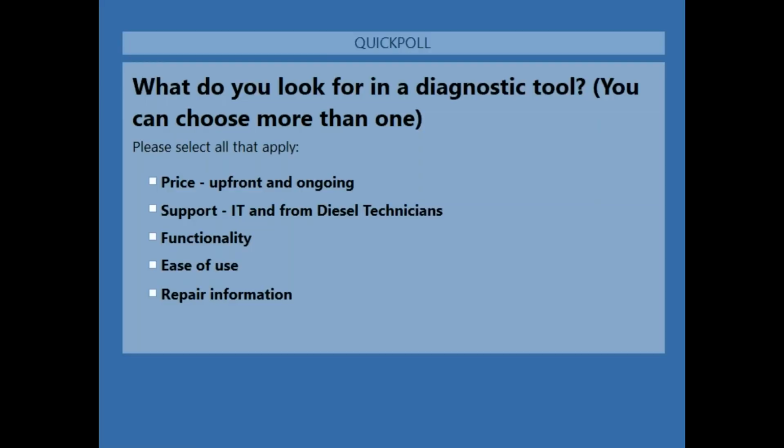So first and foremost, let's do a quick little survey. We're going to pop a survey up on the screen here, and we're basically going to ask you to pick as many of these as you want. What do you look for in a diagnostic tool? Is it price? Is it support? Is it functionality? Is it ease of use? Is it repair information? What's most important to you on what you would like to do here and what you would like to see? So the poll's open. We'll start having some people answer some of the poll questions here. So hopefully your poll questions are coming in, I'm assuming, production crew, right? So we're good to go with the results.